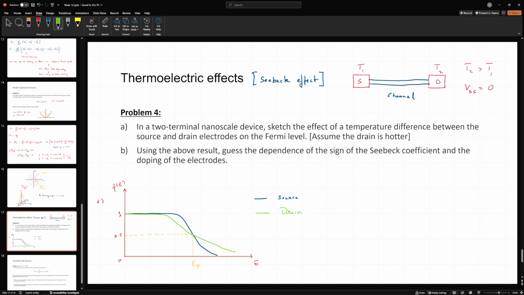transport? Now notice that as the temperature is higher, there is a lower probability of finding electrons on the drain side and a higher probability of finding electrons below the Fermi level. And there is a higher probability of finding electrons above the Fermi level and a lower probability of finding electrons below the Fermi level for the source. So essentially, let me write the two quantities.